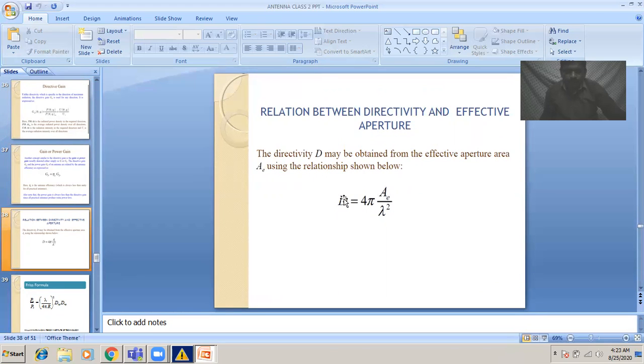So the directivity and effective aperture are related in this way here. If lambda is constant, that means if the frequency of the radiation is constant, automatically directivity and effective aperture are proportional to each other.